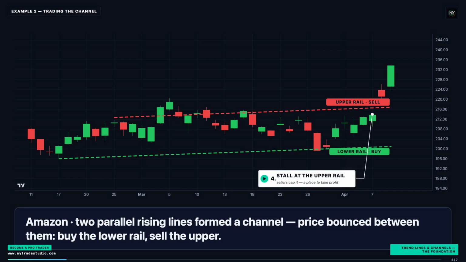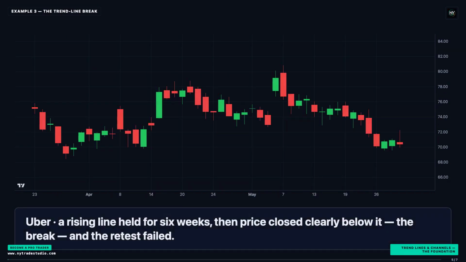As long as price keeps respecting both lines, the channel is your map. The moment price breaks out of either side, the channel is done, and that is the next thing we look at. Our third example shows the other side of the story. What happens when a trend line finally gives way?